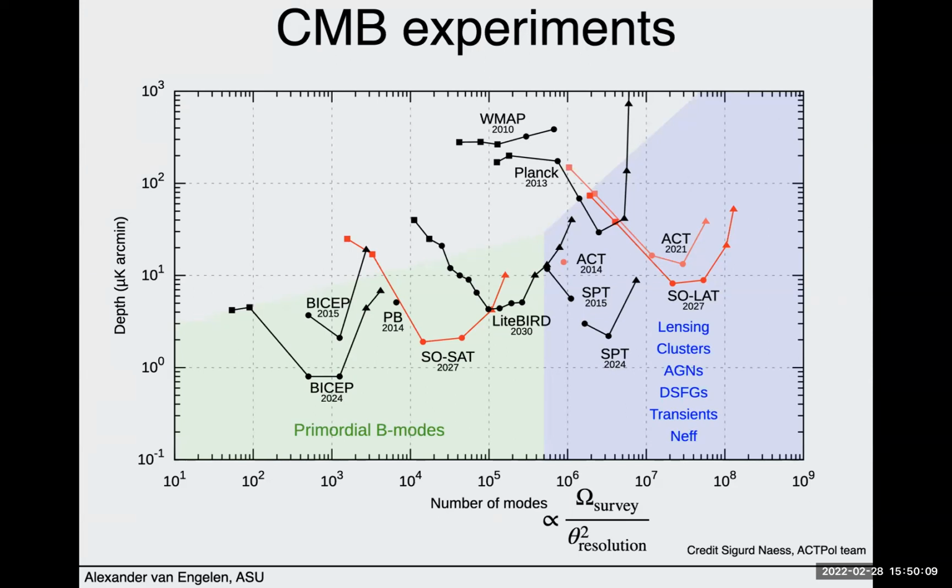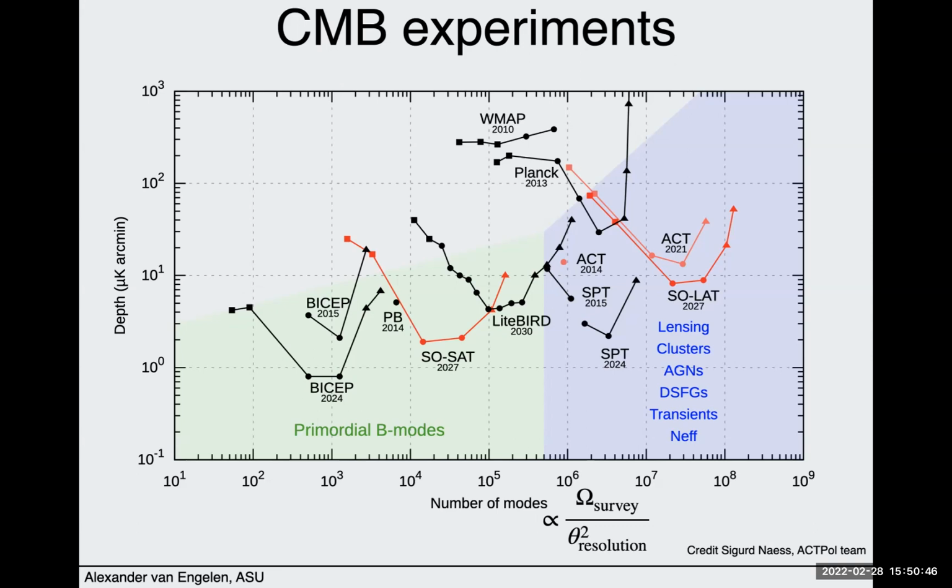The more modes you can measure, basically the more science you can get for pretty much everything that we would want to measure. And you see that if you look at the years of these experiments, they're pushing down and to the right. Some of the ACT data that we have in hand, some of the results I'll show you, are quite a bit beyond, down and to the right of where Planck is. And then Simons Observatory pushes things even further down and to the right.